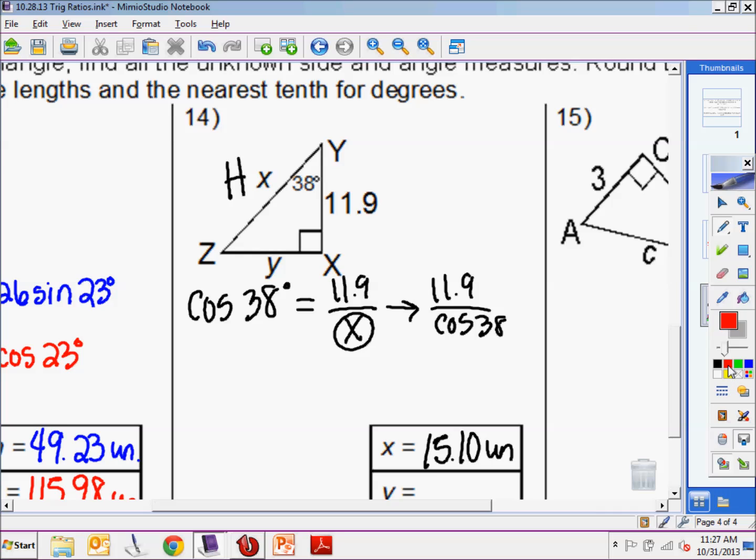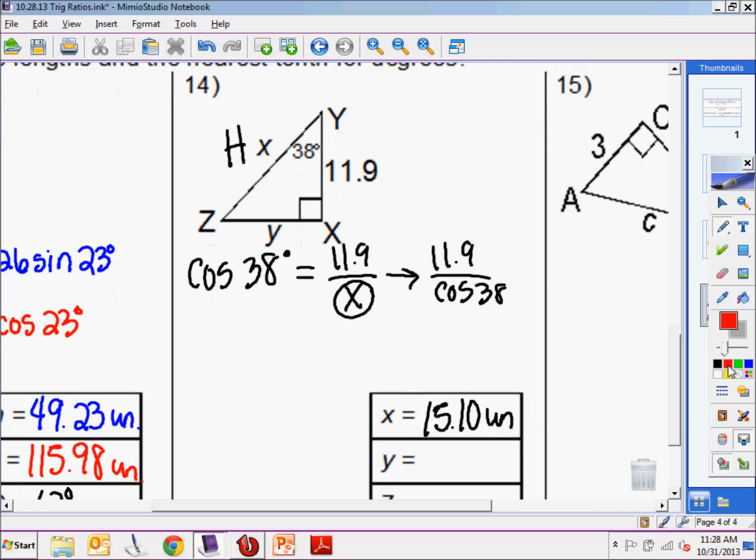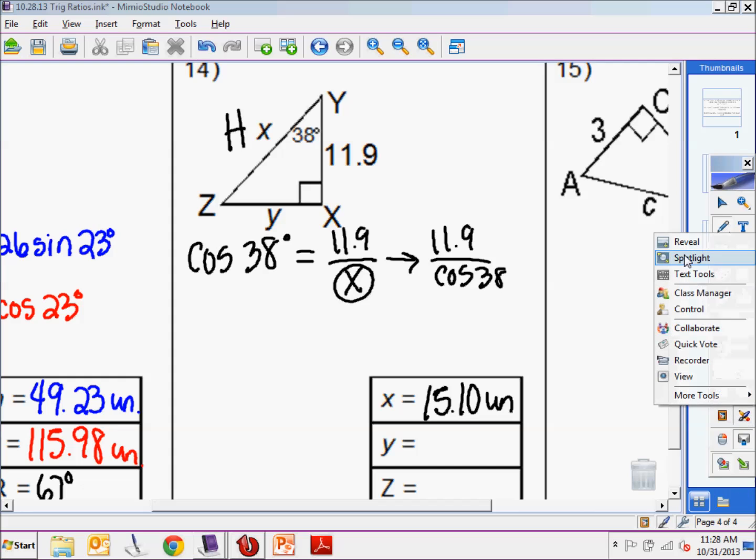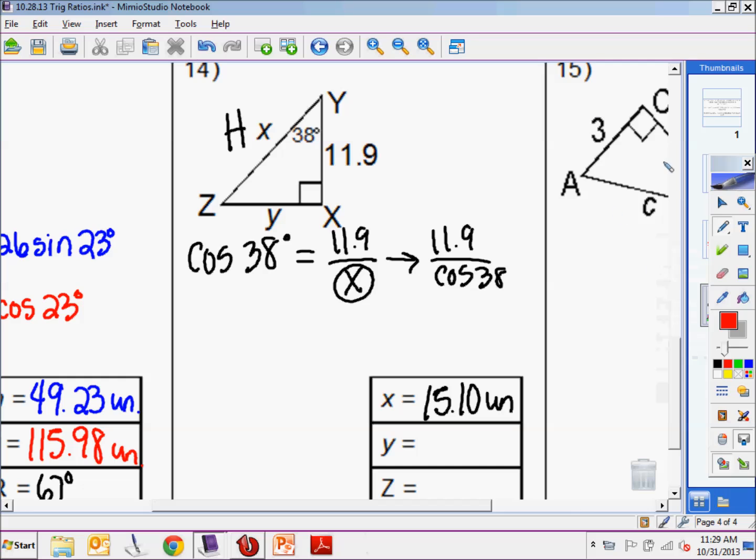That's one side down. What else do I need to do? What's another way to solve besides trig? The Pythagorean Theorem, or you can do what we're doing. So I want you to solve for y. I'm going to do both: tan and the Pythagorean Theorem.